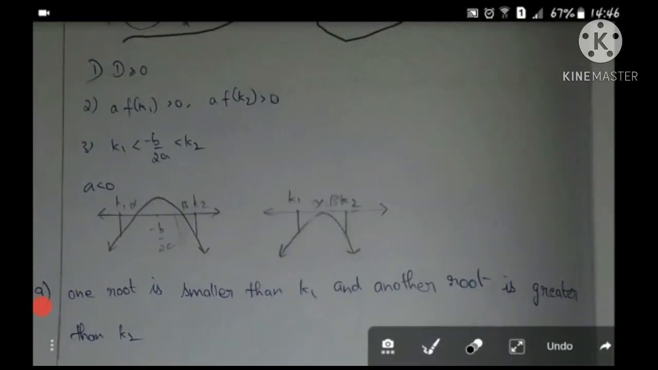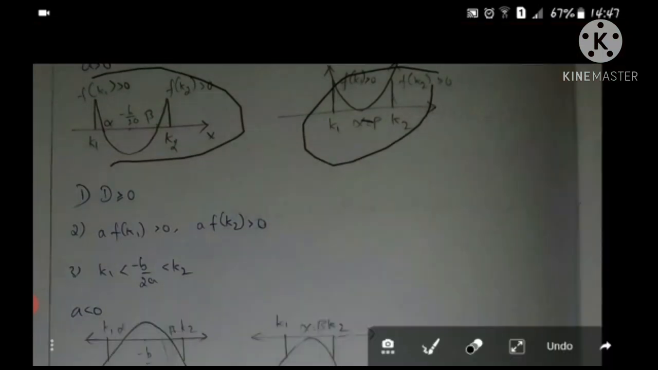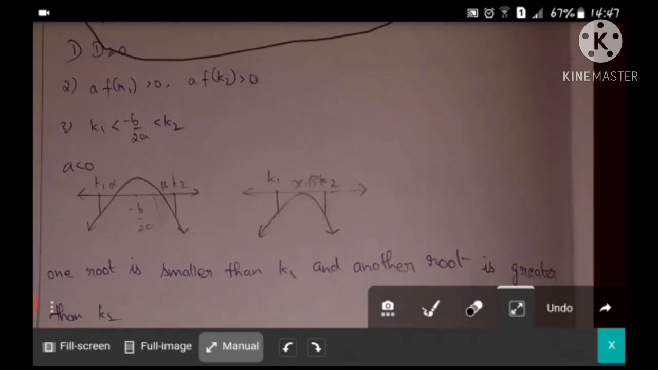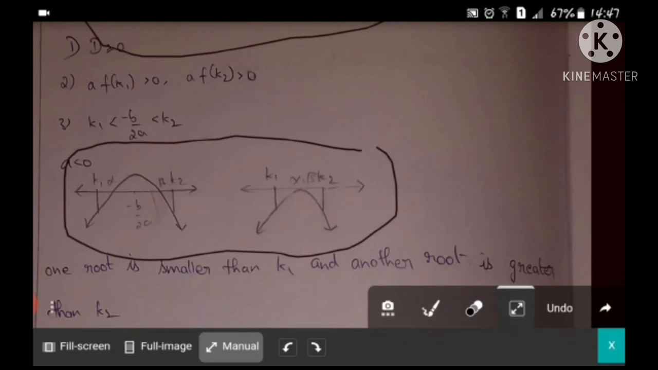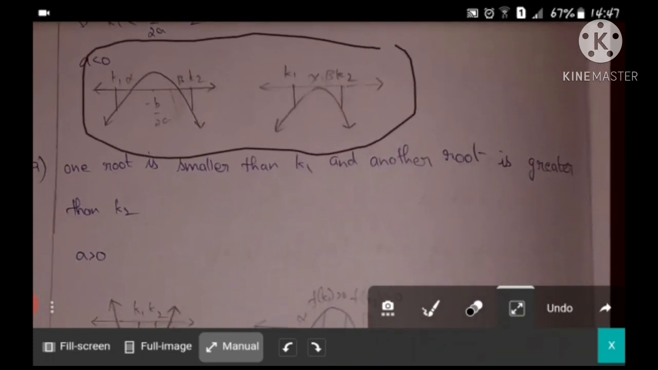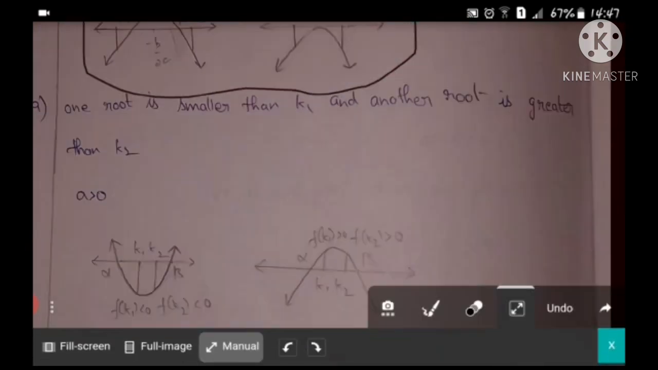Before we have seen a is greater than 0, and now here a is less than 0. Here we see the graph, the parabola is downward, and the rest is the same as above. And then one root is smaller than k1, another root is greater than k2. This is the ninth condition.